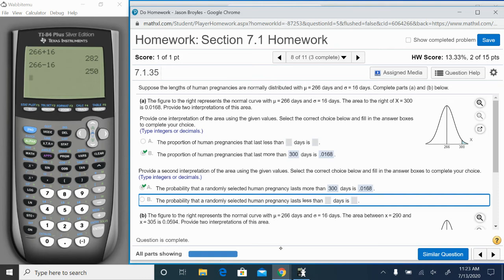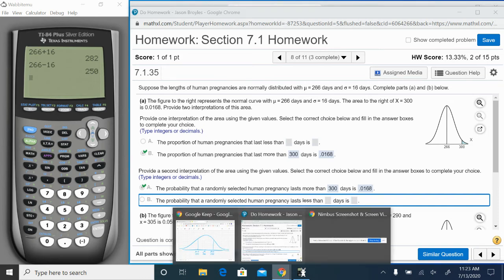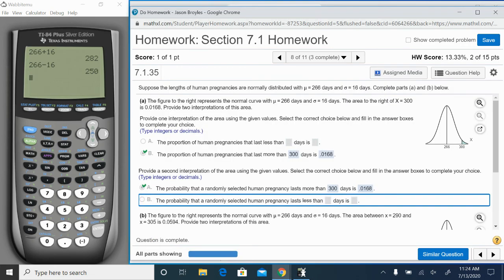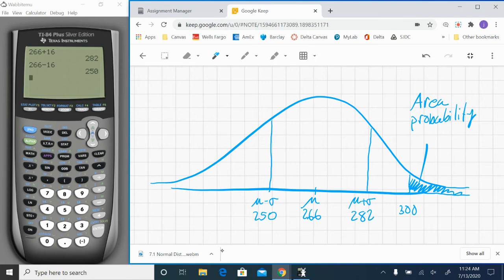Proportion and probability, basically, we're going to say those mean the same thing. So on this picture, when we're shading something, like they said 300 is maybe somewhere right around here, and they shaded everything to the right. So this stuff here has many names. We could call it the area. It's the area of that shaded region. We can call it probability. They mean the same thing. So in this problem, they gave you 0.0168. So this area here is 0.0168. You could call that the area. You could call that the probability. You could call that the proportion of cases that satisfy that. So it has many different names.